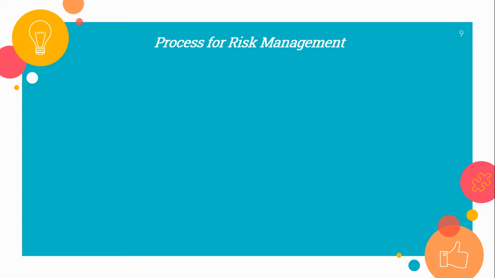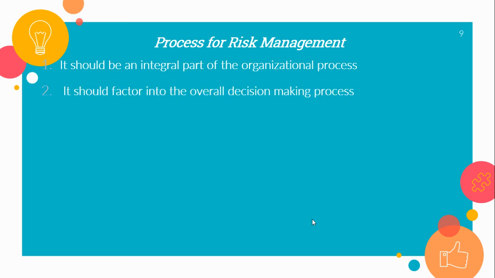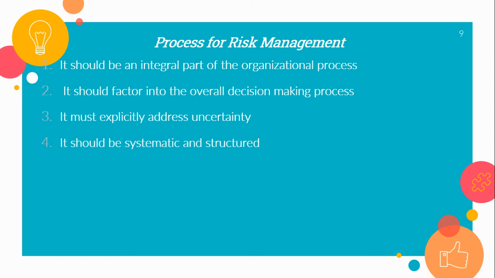When looking to perform an actual risk assessment, the following target areas should be part of the overall risk management procedure as defined by the International Standards Organization, or ISO. The process should create value. So number one, it should be an integral part of the organizational process. Two, it should factor into the overall decision-making process. Three, it must explicitly address uncertainty. Four, it should be systematic and structured. Five, it should be based on the best available information.